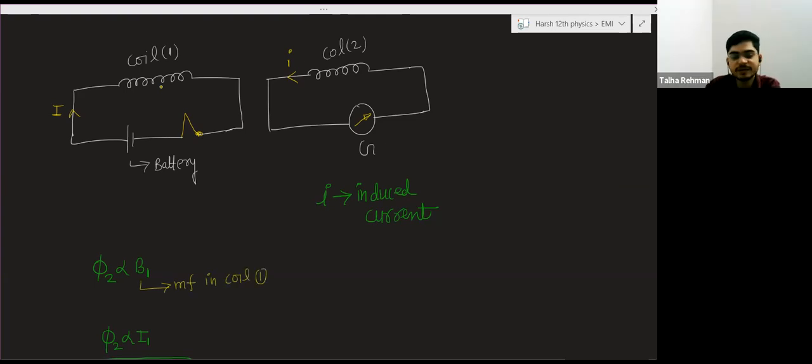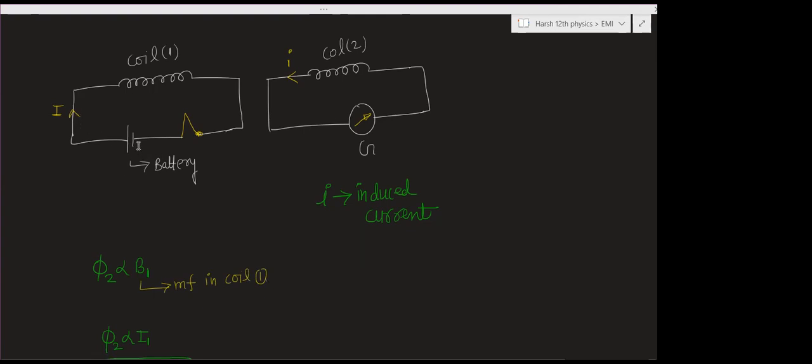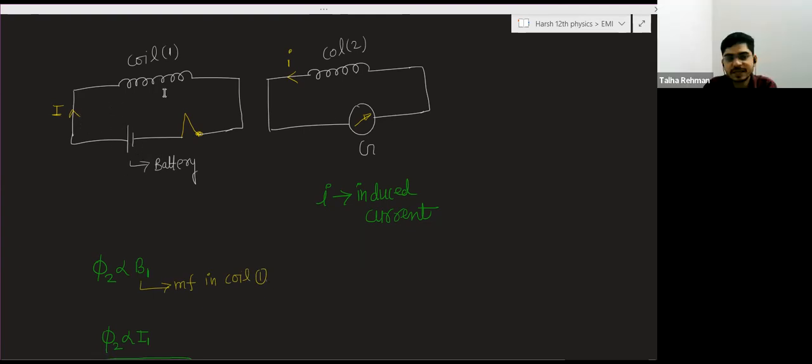Why is there a magnetic field in coil 1? Because there is a current passing through coil 1. And why is the magnetic field increasing? Because when you close the switch, the current starts increasing from 0 to some value. That is why the magnetic field is increasing.